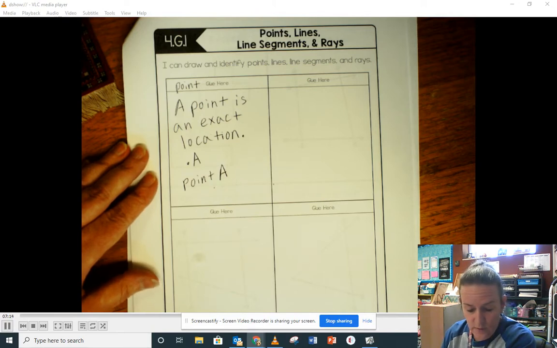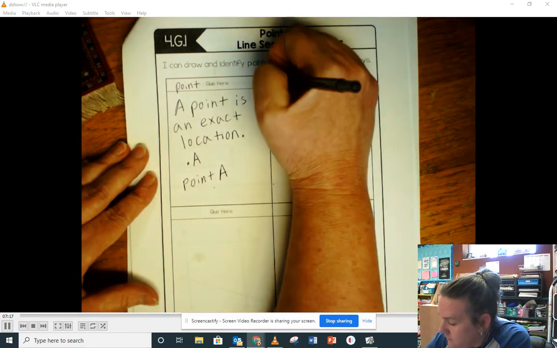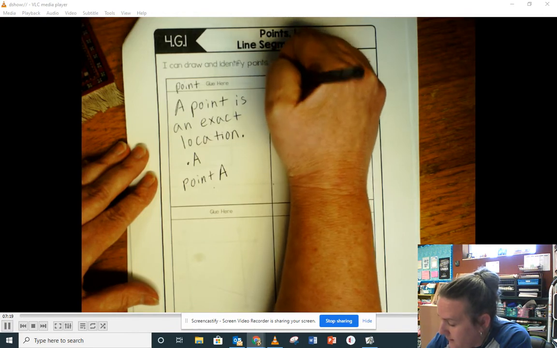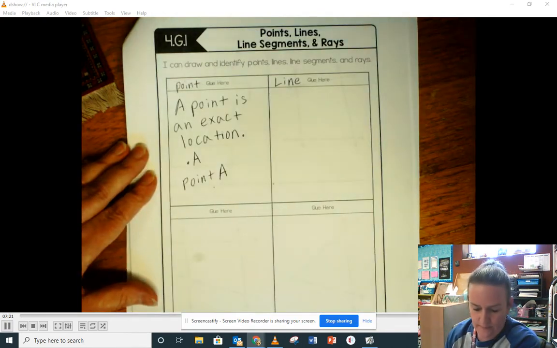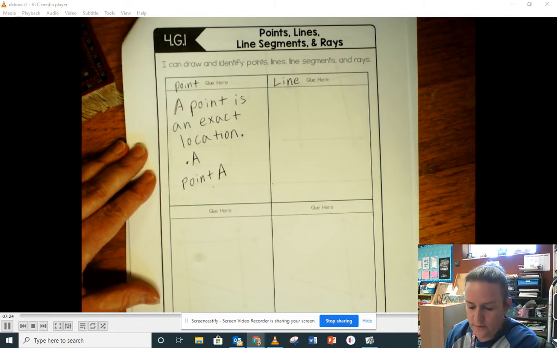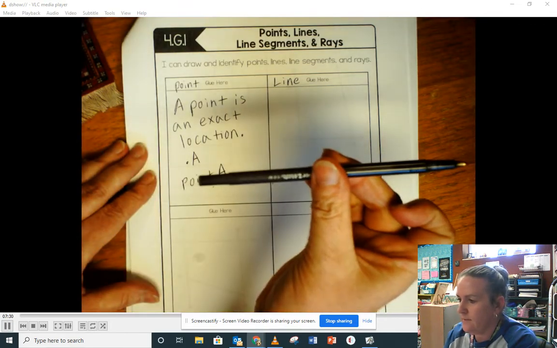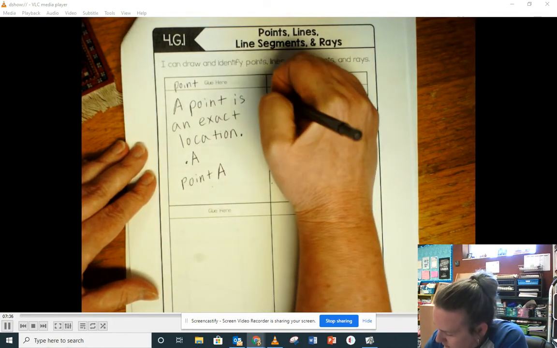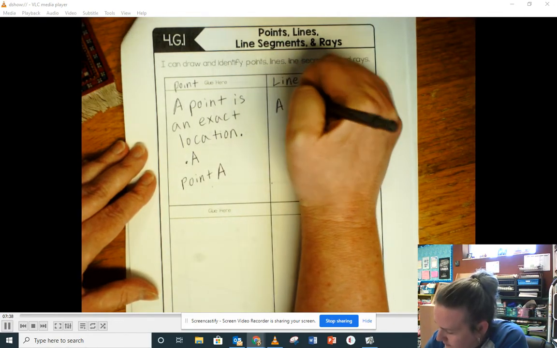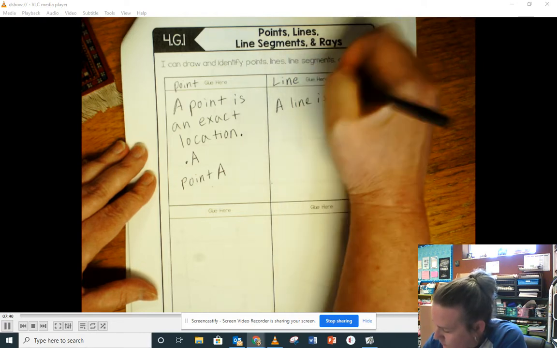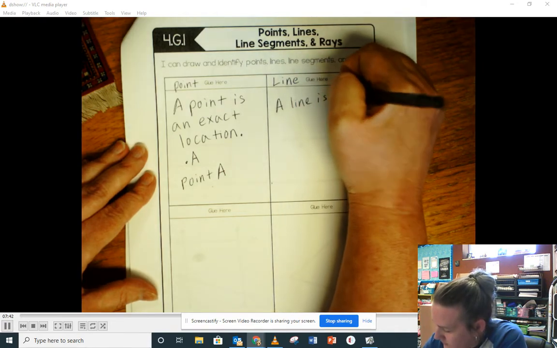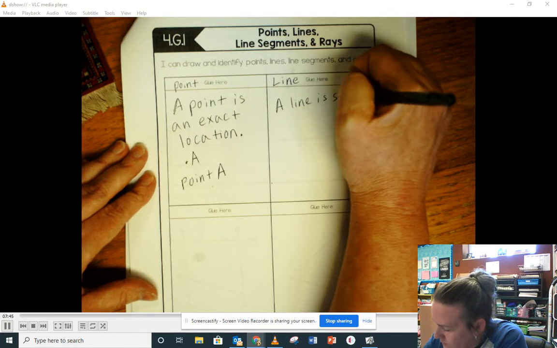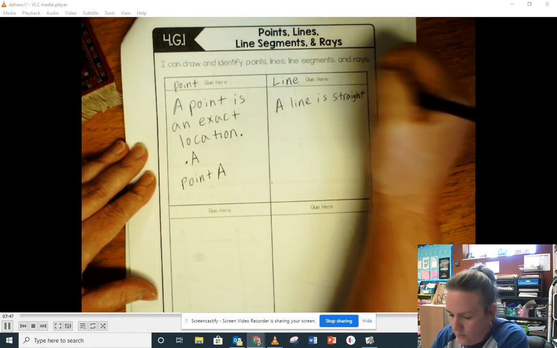The next one that we're going to talk about is a line. A line is straight and extends in both directions forever without end, just like a number line that we would draw. A line is straight, so it has no corners or bends or curves.